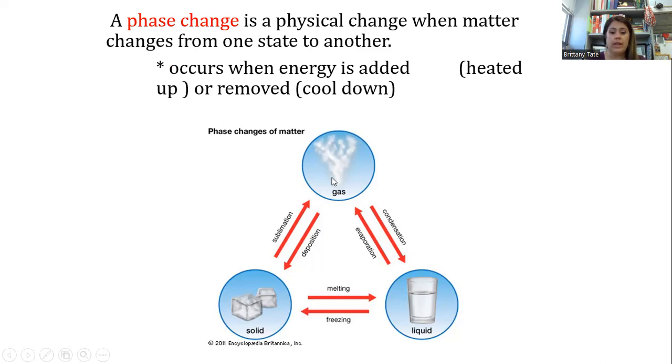Same between a liquid and a gas, that is evaporation. So they're moving faster, heat is being added. If it's from gas to a liquid, condensation.